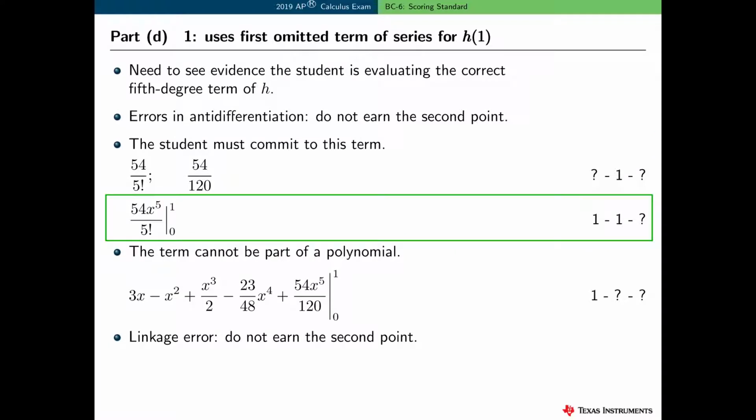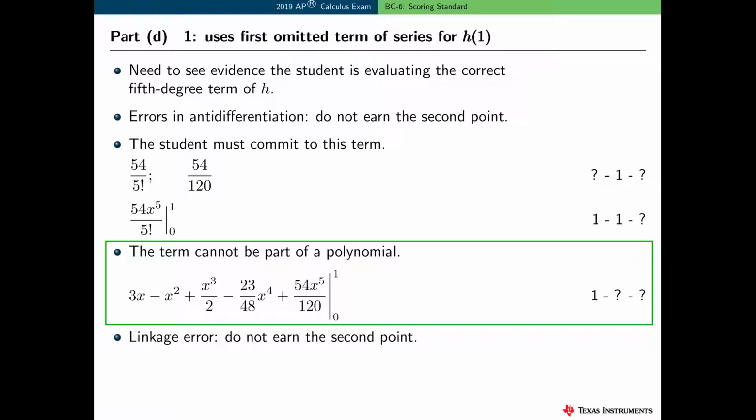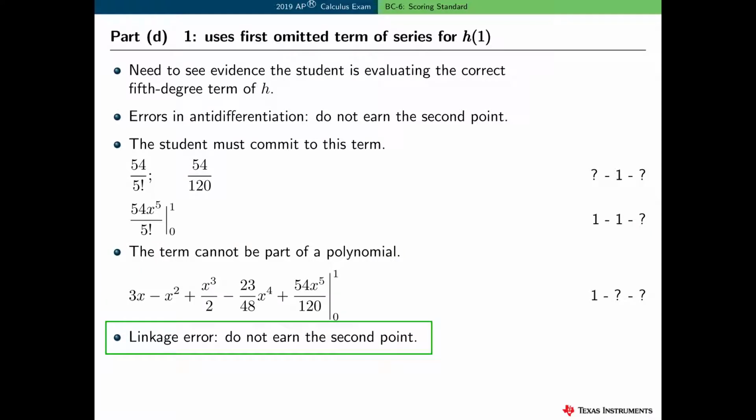Notice that this example earns the first 2 points. The student is using the 4th degree term of the Maclaurin series for f, and they are using the first omitted term of the series for h of 1. To earn the second point, the term cannot be part of a polynomial. So this expression earns the first point, but not the second yet. And if there is a linkage error, the student does not earn the second point.